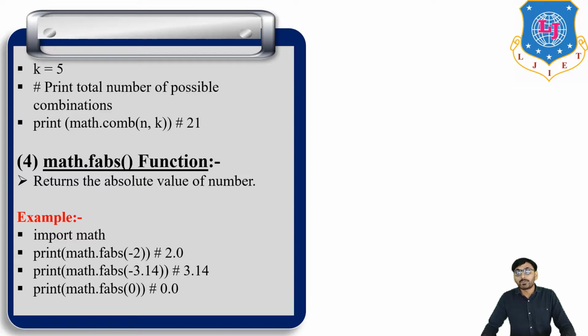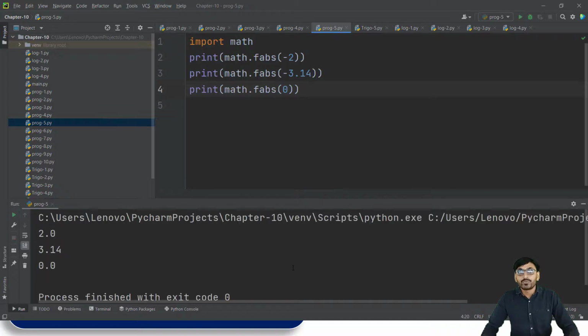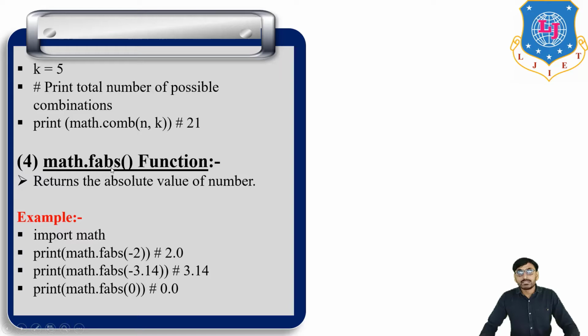Now this same program we run in PyCharm. So import math, then print math.fabs minus 2, then fabs minus 3.14, fabs 0. If we run this program, then the output is 2.0 for the first one, 3.14 for the second one, and 0.0 for the third one. So remember, the fabs function returns the absolute value of a number in float form.